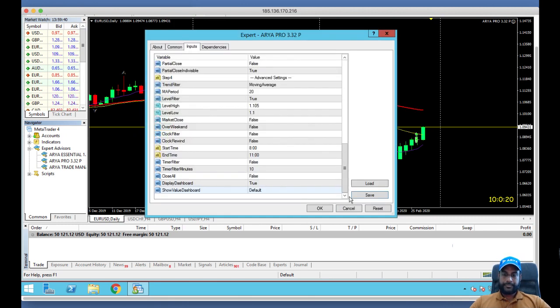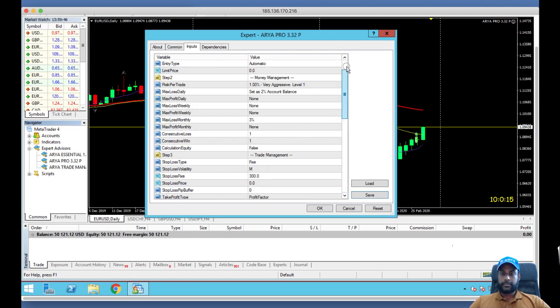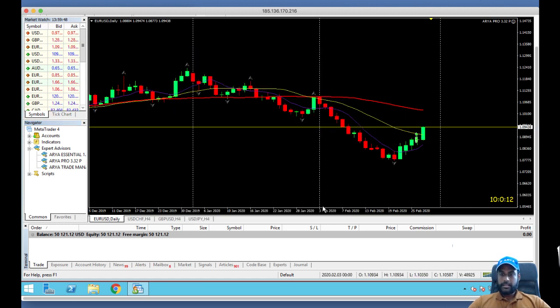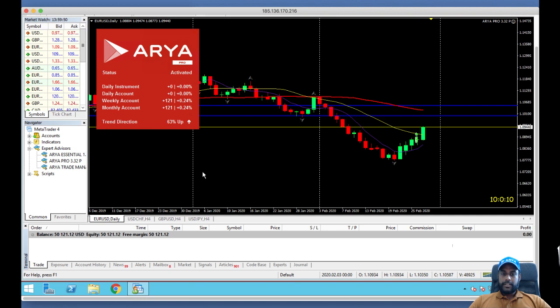Click on save, and now I have this template saved. I can use it on various assets. So just look. Now this is pretty cool. This is my level filter. ARYA will sell here, okay? Only between 110 and 110.50 she will start to sell if she finds a good opportunity, okay?